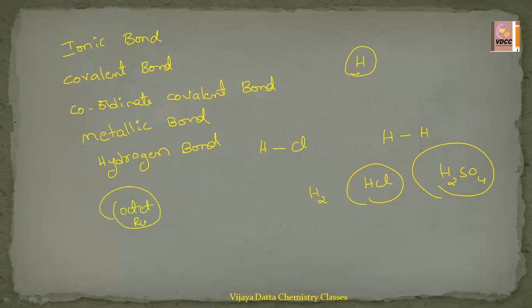Okay, what is meant by the octet rule? First of all, why do we have to study this octet rule? Before going to the octet rule, we have to know about the Lewis dot structures. What are the Lewis dot structures he has given? See, this Lewis dot structure is simple.